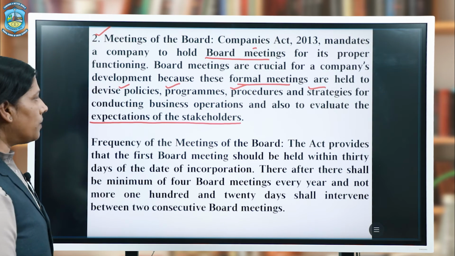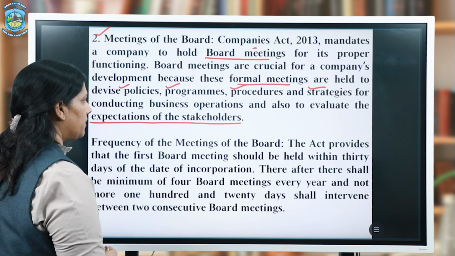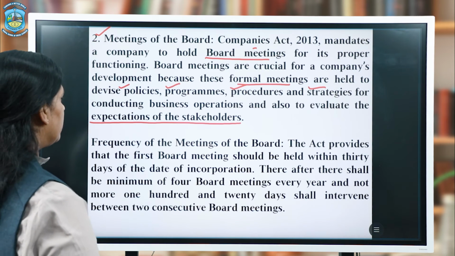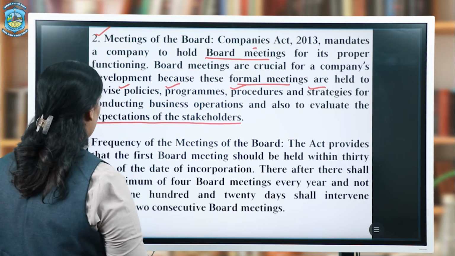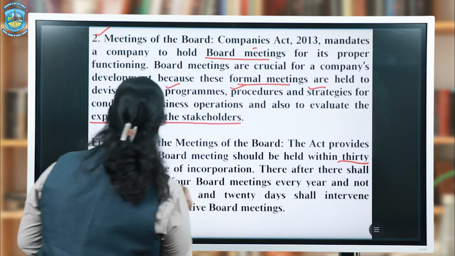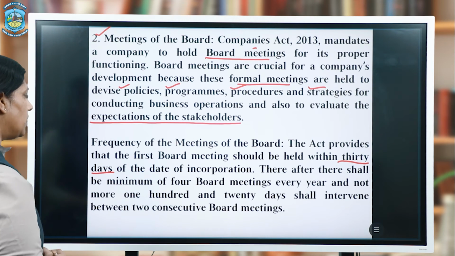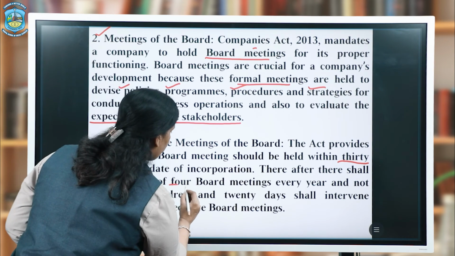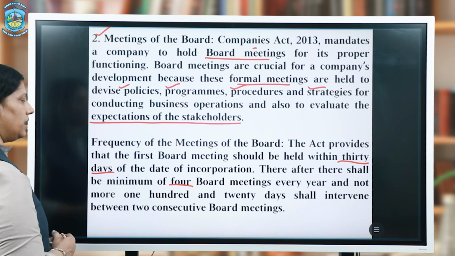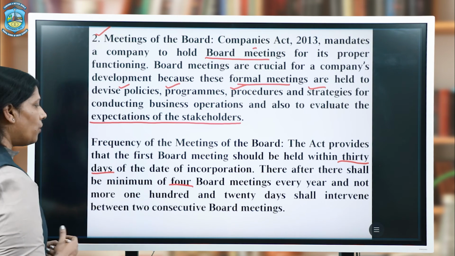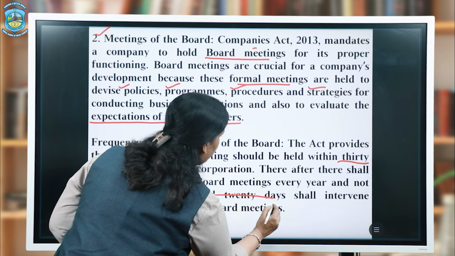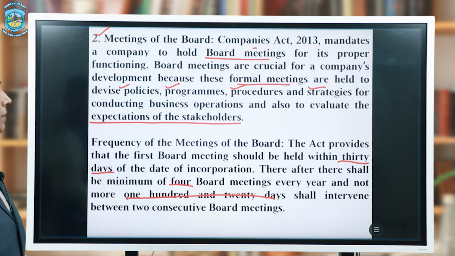The frequency of the board meetings is as follows. The Act provides that the first board meeting should be held within 30 days of the date of incorporation. Thereafter, there shall be a minimum of 4 board meetings every year and not more than 120 days shall intervene between 2 consecutive board meetings.